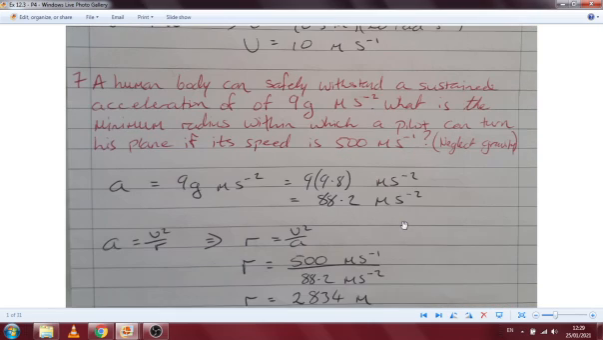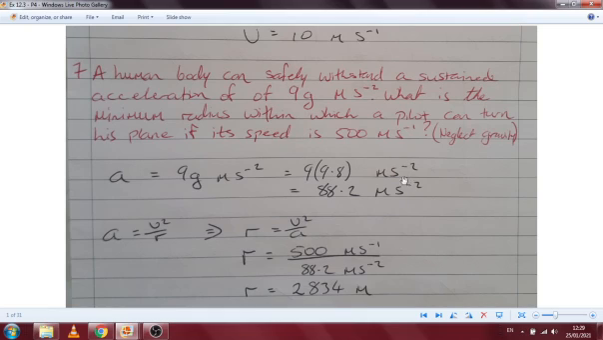Question 7, this is getting a bit more practical. A human body can safely withstand a sustainable acceleration of 9 g meters per second. What is the minimum radius with which a pilot can turn his plane if its speed is 500 meters per second? And you're told to neglect gravity. So again, this thing of g forces, this is something that you need to consider when you're doing piloting, especially in air fighter jets and things like that.